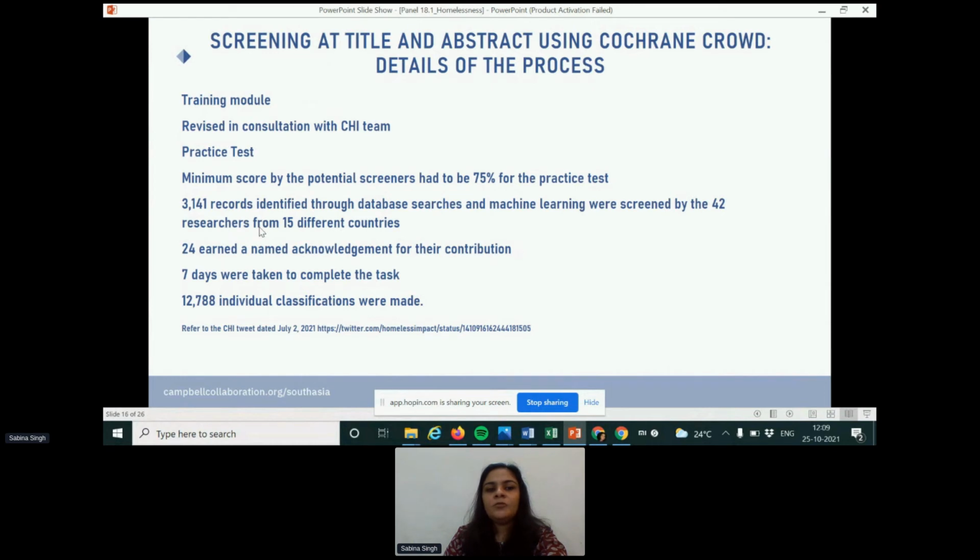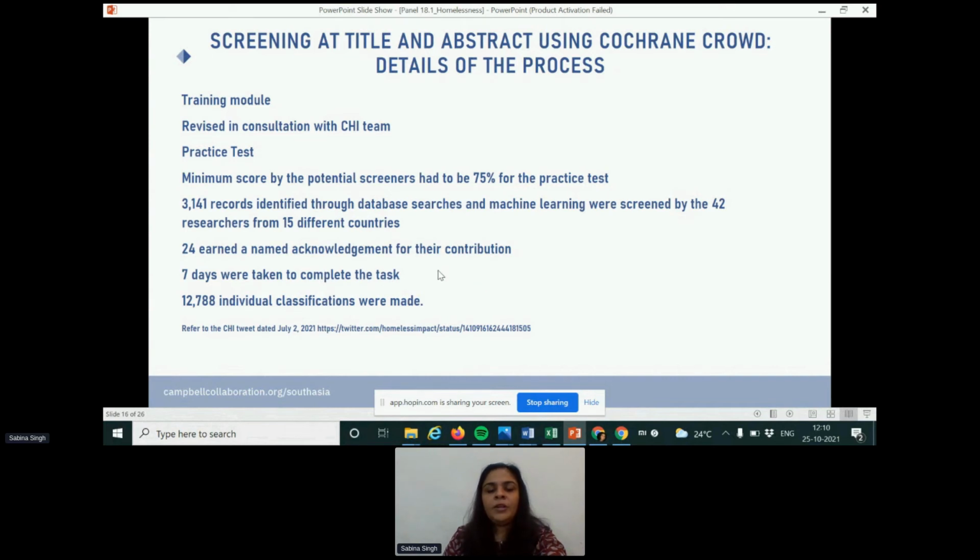So we had 3,141 records identified through database searches and machine learning. They were screened by 42 researchers from 15 different countries. These statistics I've taken from one of the tweets from the CHI, though Cochrane had also shared with us the details of these numbers, but I've just taken it from this source. Also, to encourage participation, there is a particular number of records that the screeners might attempt to get acknowledgement in the report, and I think there is also provision of certificates for the volunteers. And you can imagine, 3,141 records were screened in a mere 7 days, in just a week.